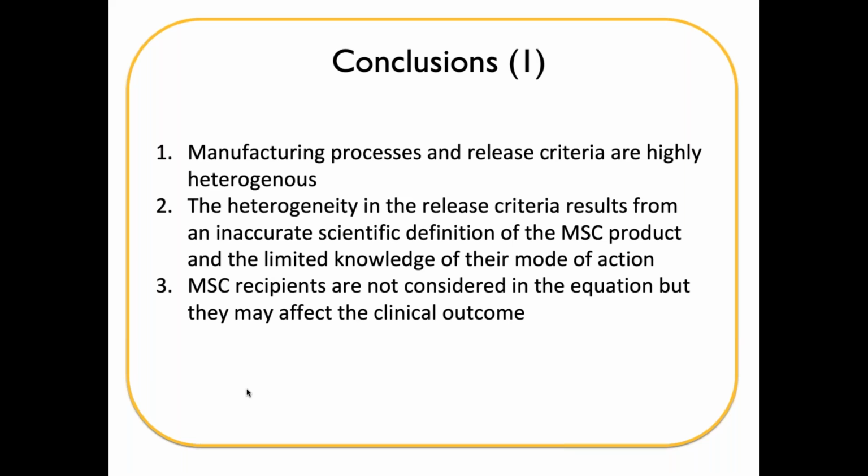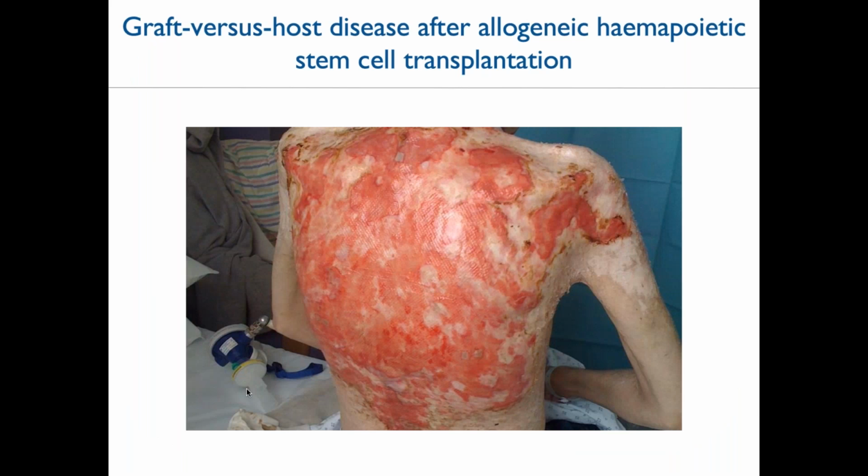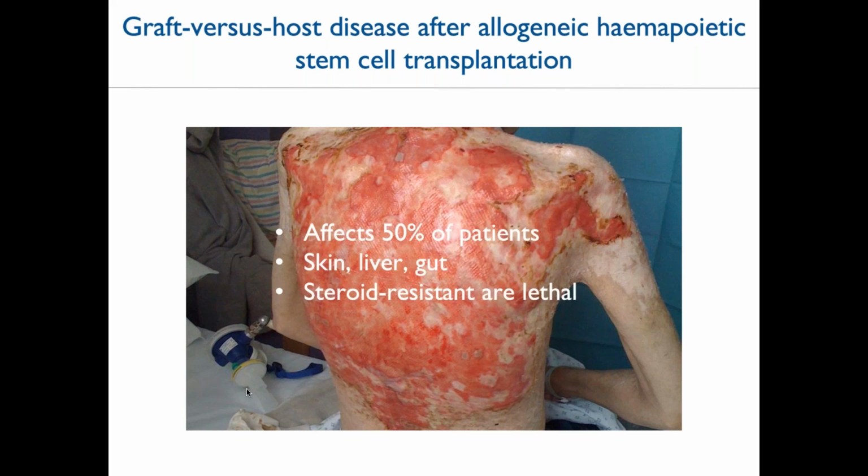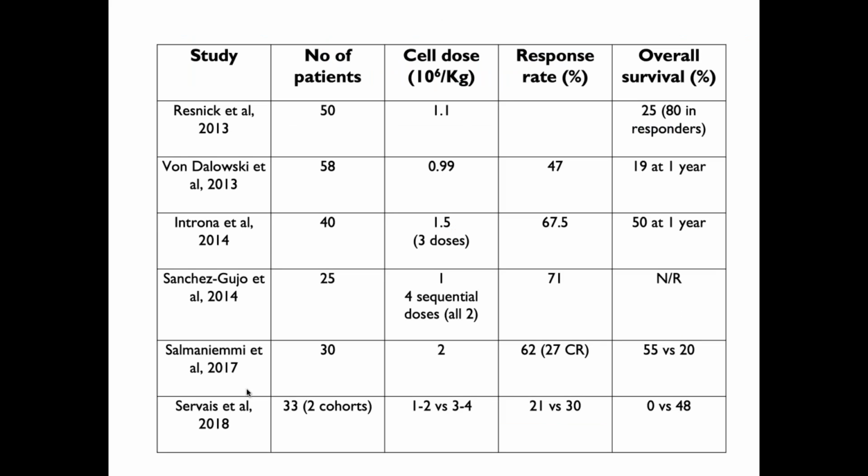If it is to build cartilage, you probably don't care about immunosuppressive activity, and vice versa. An important aspect is that patients are not considered in the equation, but they may still affect the clinical outcome. And I've come to this. So this is all what we have learned using MSC for graft-versus-host disease, a complication of allogeneic hematopoietic transplant, which complicates about 50% of the patients. It manifests itself with devastating activity on skin, liver, and gut, and the forms which are steroid resistant, which are about 50%, are definitely lethal.